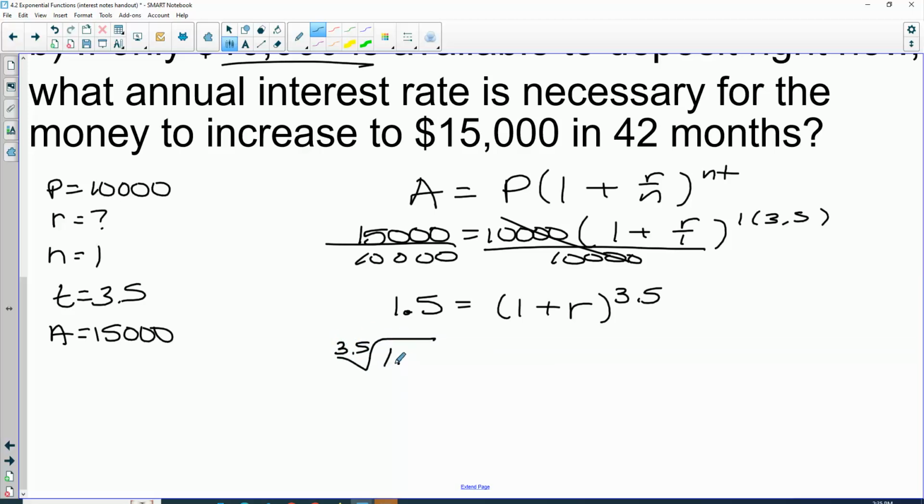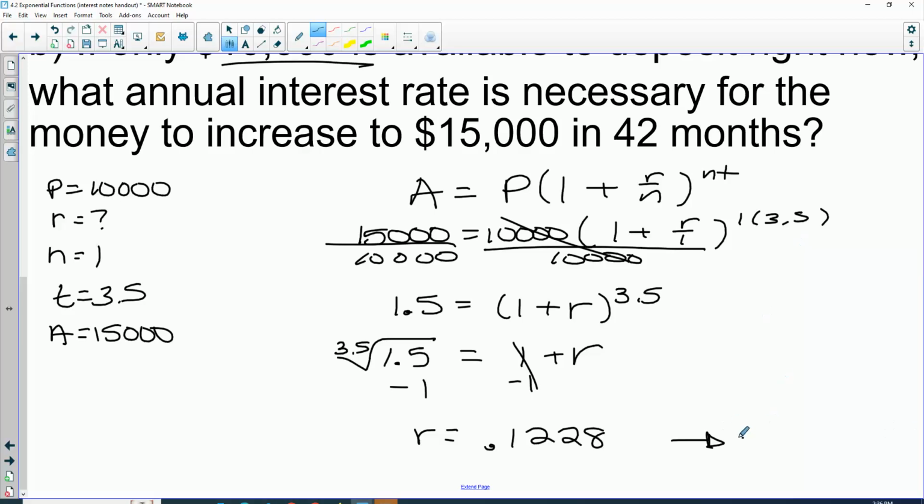I'm not going to put it in the calculator yet, it's not going to be pretty. But I'm just trying to get to my r, so then what would we have to do? Just subtract our 1. So I'll type that in. So I have the 3.5 root of 1.5 with a minus 1 on the end. You guys get 0.1228. So you could leave it like that.